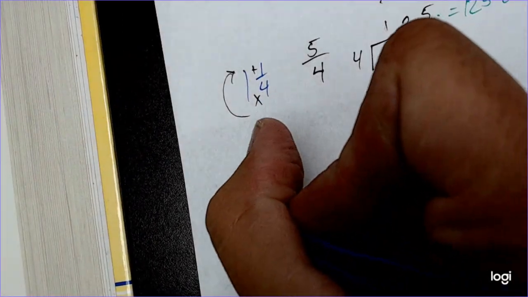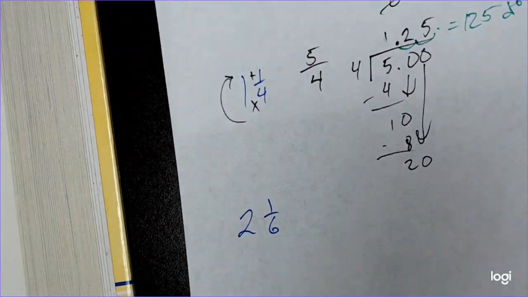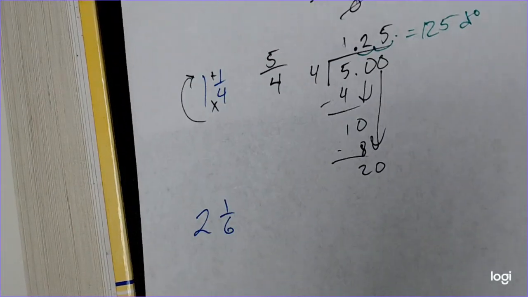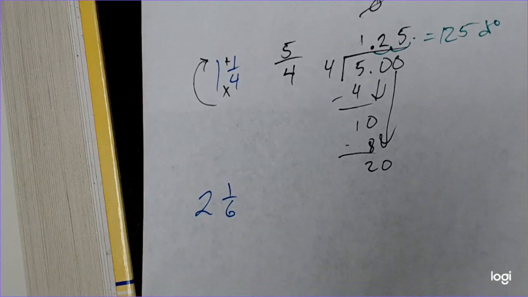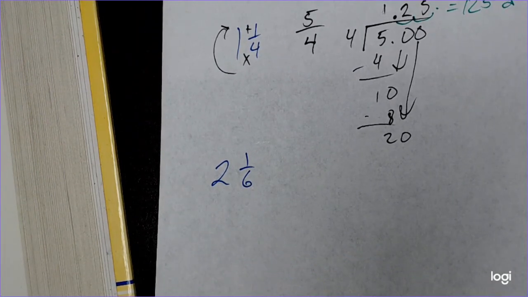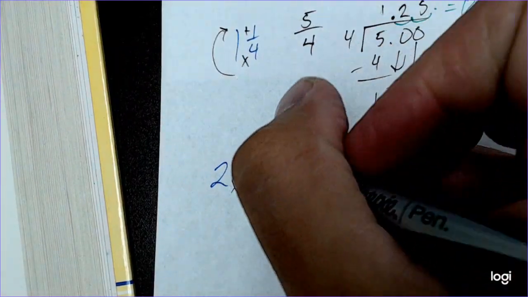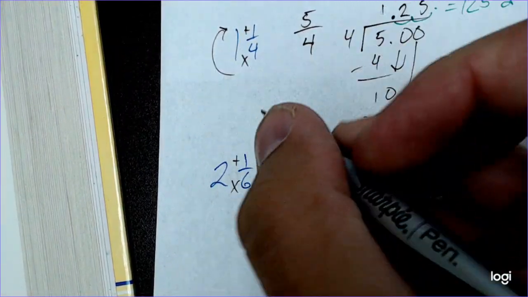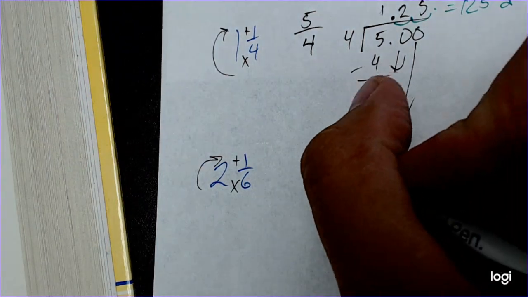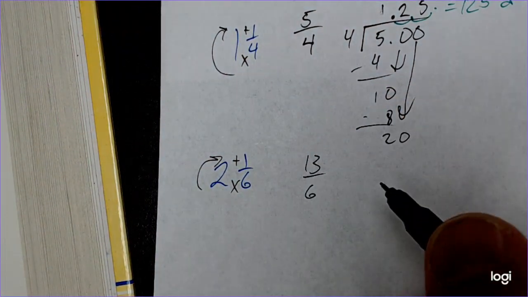So let's say we have 2 and 1/6. This doesn't look that hard at first. It seems like it's going to be the same steps, but we're going to run into a hiccup at the end, and I'll let you know when we get there. So first step, still the same. Multiply the denominator by the whole number. I get 12. Then I add that to the numerator, and I get 13. The denominator remains 6. 13/6 is now my fraction.